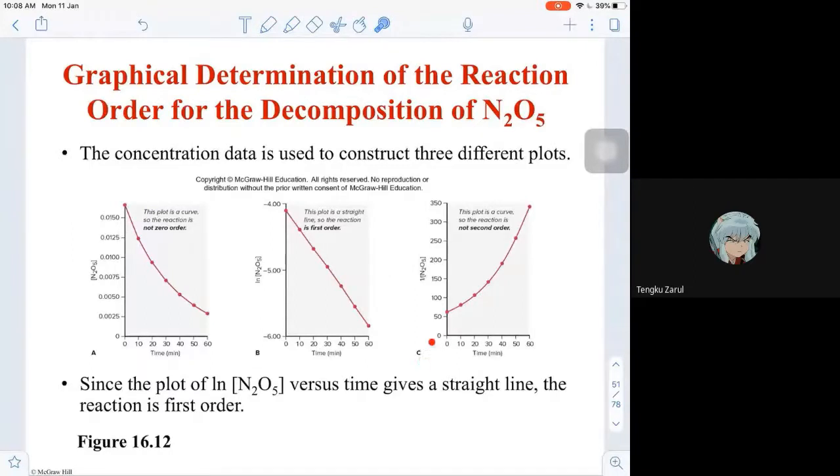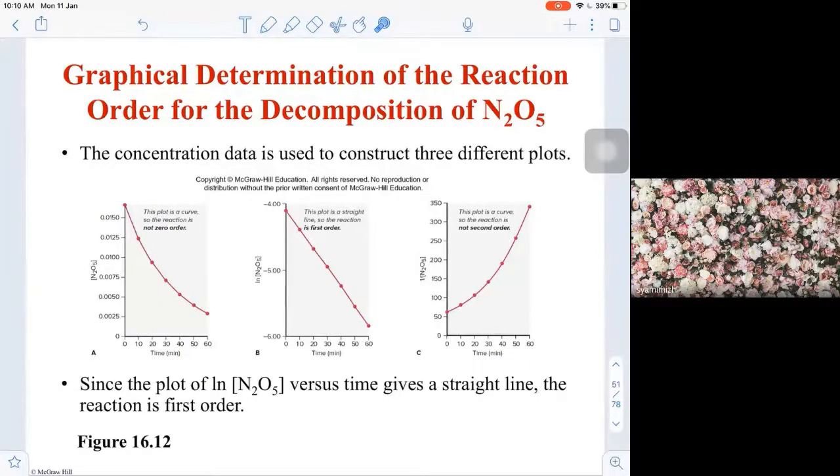And then look at graph C. This is a graph of the 1 over concentration versus time. We observe that it is not a linear graph. The 1 over concentration versus time graph will be linear if the reaction is a second order reaction. When it is not linear, we know that this is not the second order reaction. Obviously it is curved.